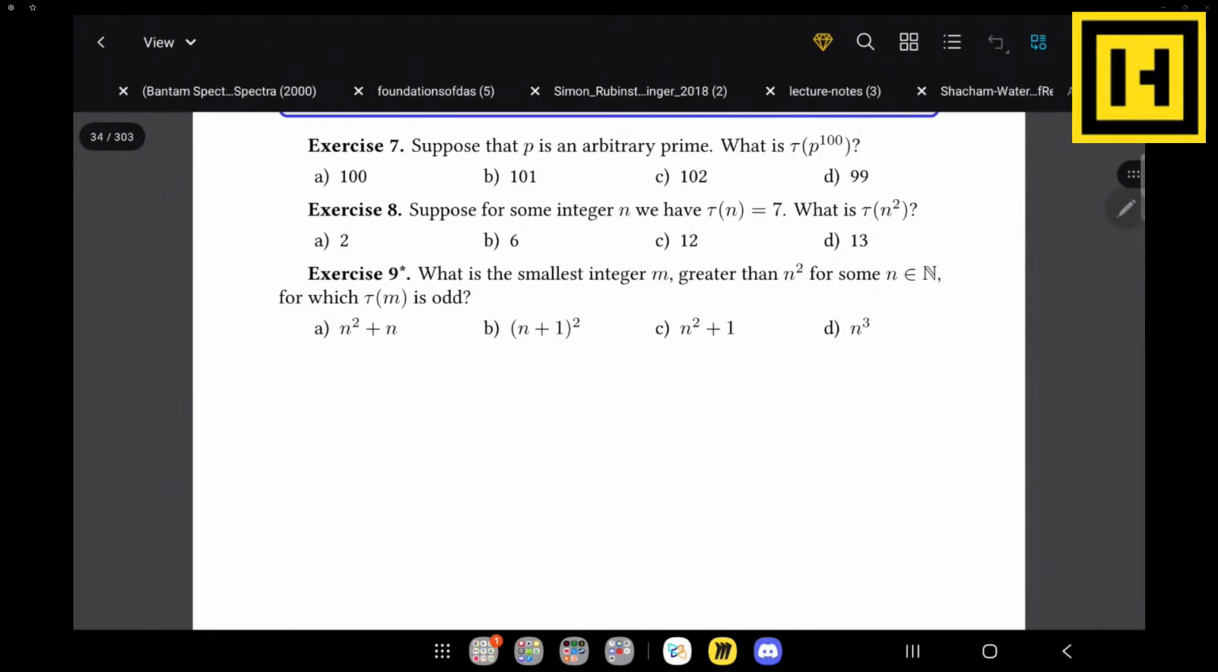Back to Miro. Which needs to be greater than n squared and tau of m is odd. So that's what we're looking for. Tau of m is odd.